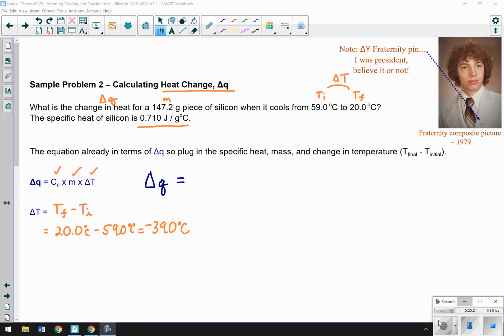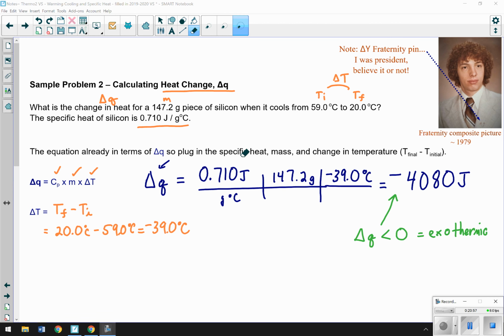All right, so temperature final minus temperature initial, because I need to do that. Now the final temperature is lower, and so you notice that that's going to give you a negative change in temperature. And we're going to look at that once we finally calculate our delta Q and see what it means when you have a negative delta T. But now we have all the values we need to plug in. We have our specific heat that was given, we have our mass that was given, and we just figured out our delta T.